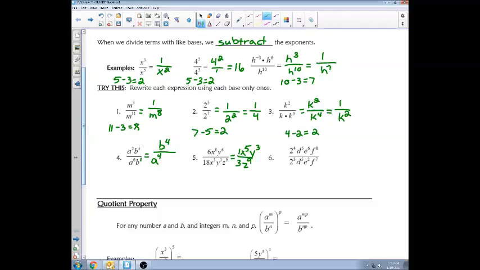On to problem number 6. I have 2 to the 4th over 2 to the 3rd. Well, 2 to the 4th is larger than 2 to the 3rd, so that's going to stay in the numerator. 4 minus 3 is 1, so that will just be 2 in the numerator.